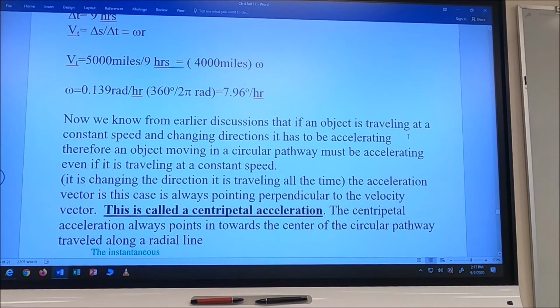Now, we know from our earlier discussions, if an object is traveling at a constant speed and changing direction, it has to be accelerating. So any object moving around a circular pathway must be accelerating even if it's traveling at a constant speed. Because remember, acceleration has two parts: a change in speed, a change in direction, or both. So what we're looking at here in uniform circular motion is a centripetal acceleration. Remember, centripetal means center seeking. A centripetal acceleration always points in toward the center of the circular pathway.